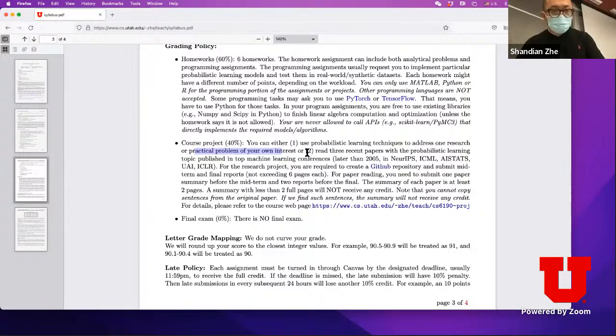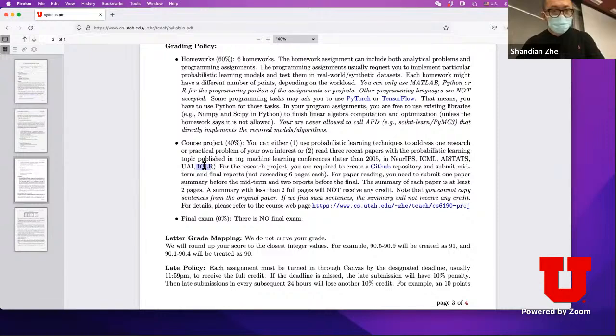The other is that you can choose 3 recent papers on a probabilistic learning topic. Right? These papers must be published in top machine learning venues like NIPS, ICML, AISTATS, UAI, or ICLR. ICLR is mainly focusing on neural nets in general. So you can choose 3 recent papers, read through them, and write down your summary.